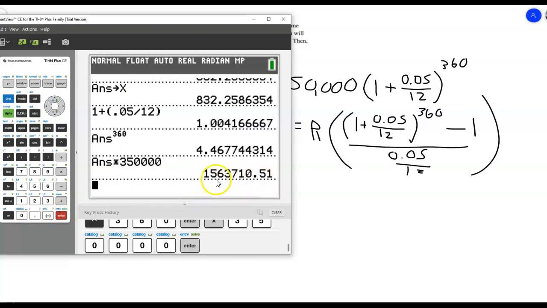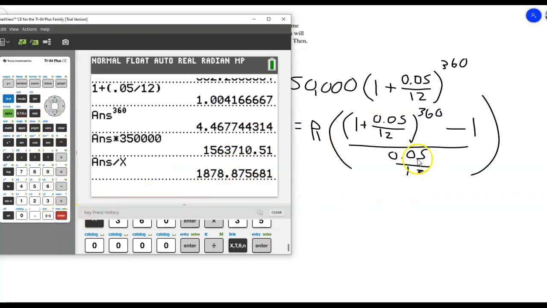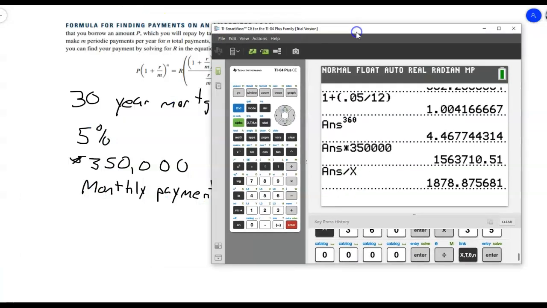All right, so that's a huge number there. And we're going to divide that by our X, or that number that we saved from earlier, because that's what we're dividing both sides by. And we can see that our monthly payment is going to be around $1,878.88. It's a pretty high payment, right, for a $350,000 house. So that kind of gives you an idea of what your monthly payment is, and that's if you don't put any down payment at all. So this would be if you financed the entire house.